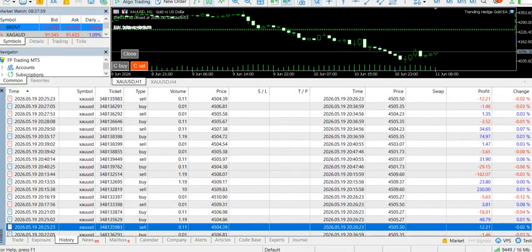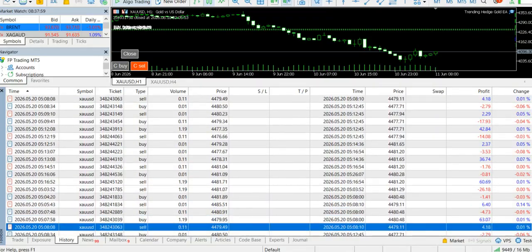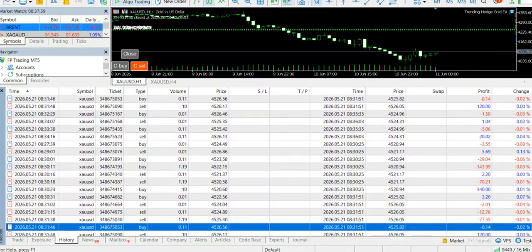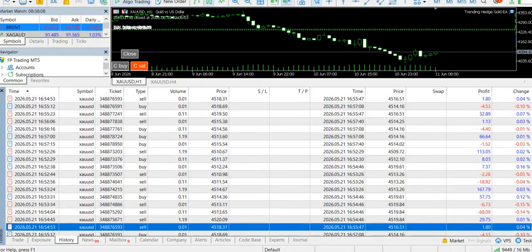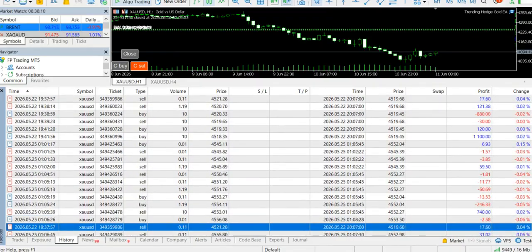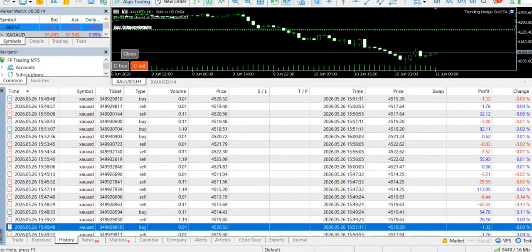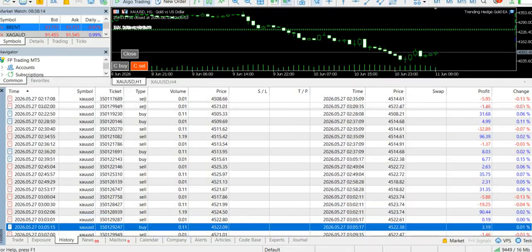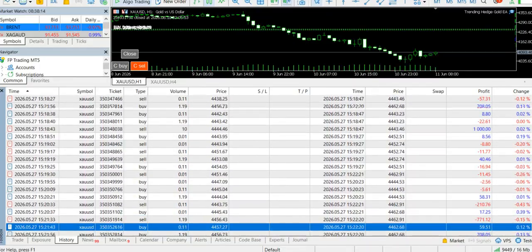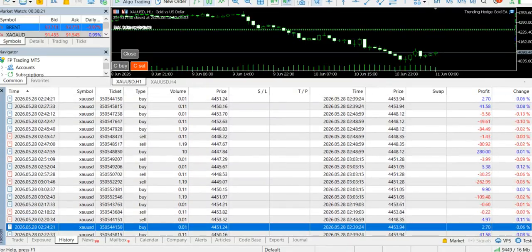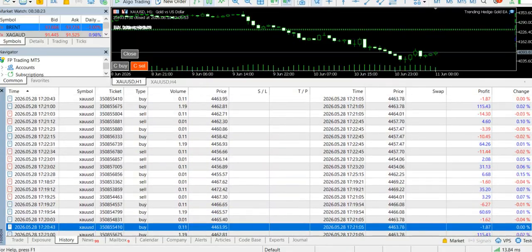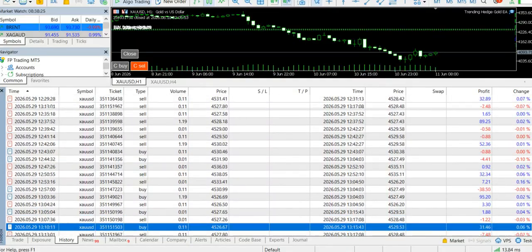But however, we have to work on the settings again, because of the kind of movement that we experienced in the last 3 days, right? We need to work a little bit on the settings. However, the bot has survived, but still the drawdown is too much.